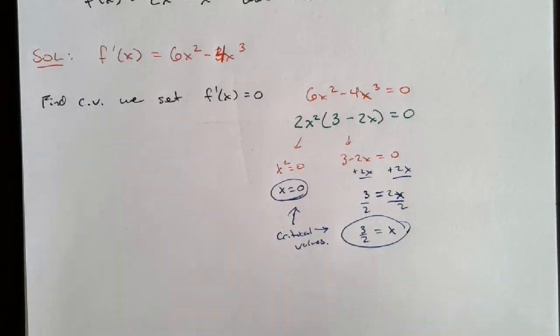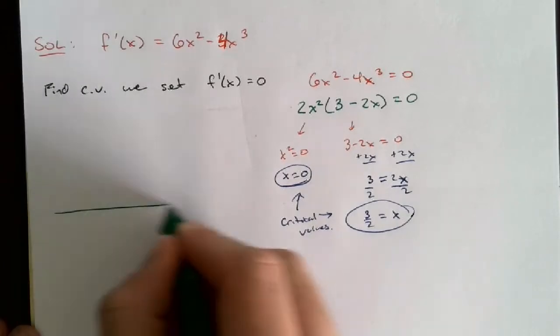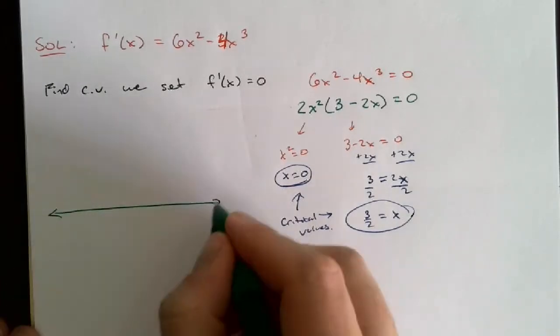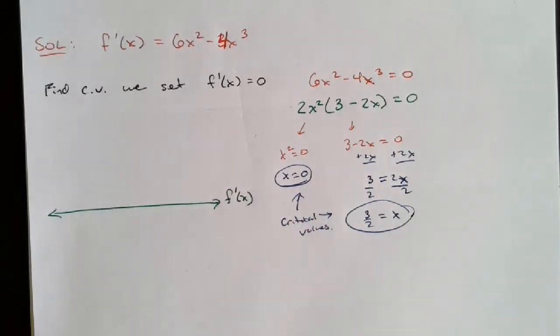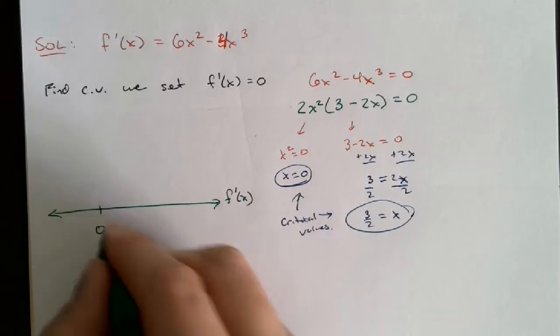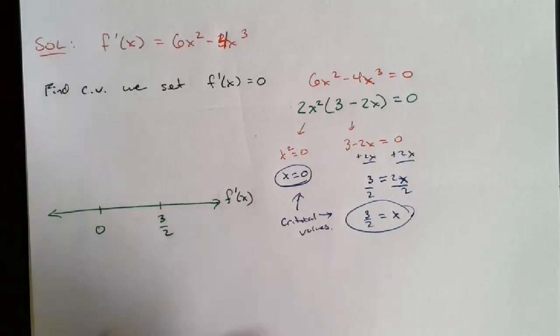And then we want to use the first derivative test. Remember how the first derivative test works. We're going to make a number line. Remember, this number line is for f prime of x. And we're going to put our values on the number line in order. We'll put 0 here first, then we'll put 3 halves after it. And you want to test values, remember, to the left and right of each of your critical values to determine if f prime of x is positive or negative there.